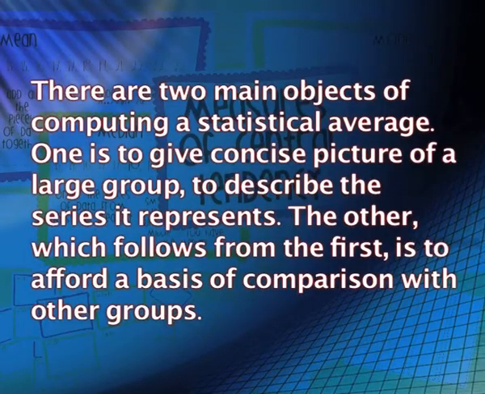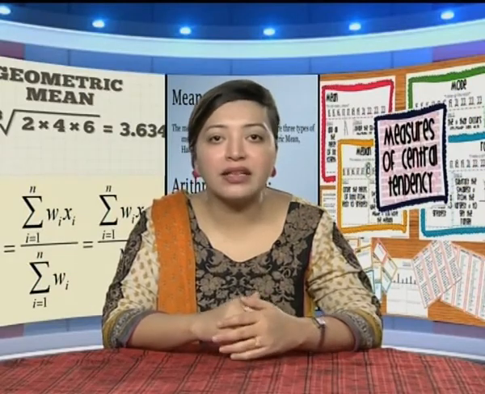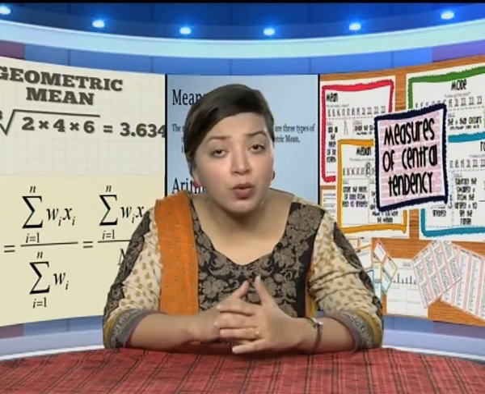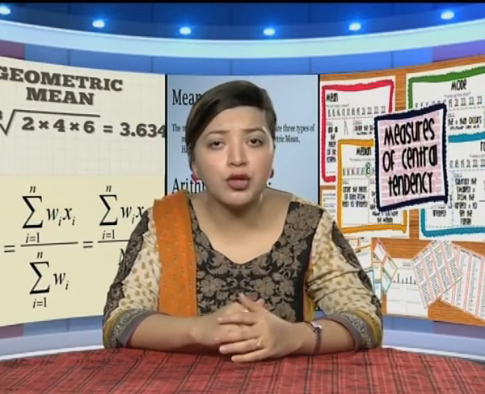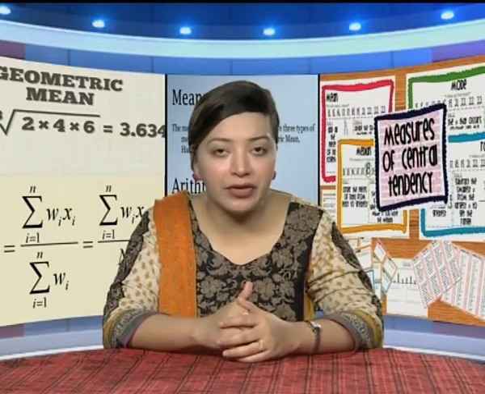There are two main objects of computing a statistical average. One is to give a concise picture of a large group, to describe the series it represents. The other, which follows from the first, is to afford a basis of comparison with other groups. It follows that an average may be computed for its own sake or for the comparison of two or more sets of given data.